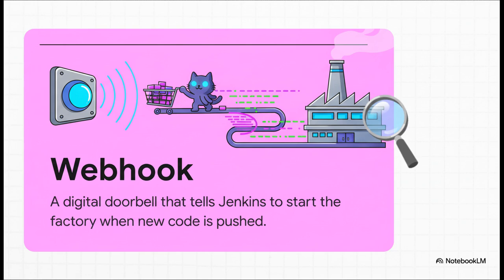How do we connect our library to our factory? We use something called a webhook. And honestly, the best way to think of it is as a doorbell. The second a developer pushes new code to GitHub, that webhook rings a bell over at our automation server. It's basically shouting, "Hey, we got fresh code over here. Time to start the assembly line." This is the trigger that makes the whole process automatic.